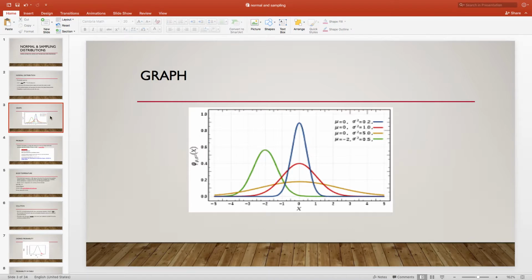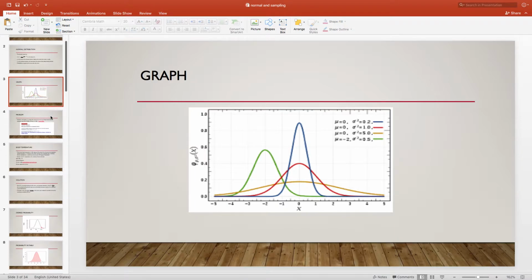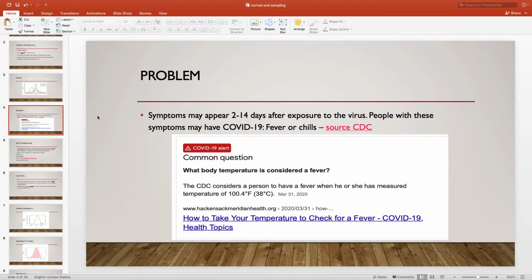Okay, so why would we be interested in normal distributions? Well, they're useful for a lot of things. A lot of things seem to have somewhat of a bell shape, and here's an instance in which it could be very useful.